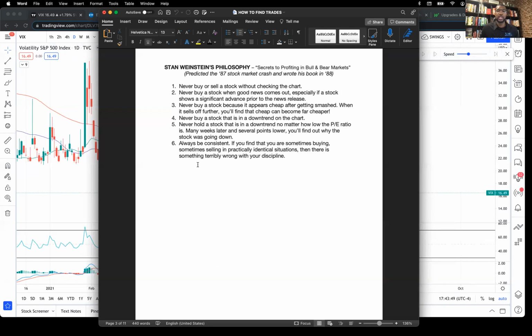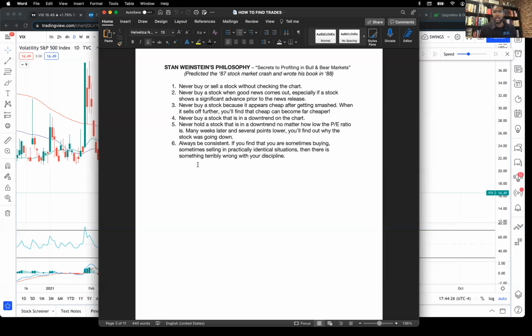Many weeks later, and several points lower, you'll find out why the stock was going down. So PE ratio is one of those things that we look at when we're talking about getting into a long-term position. Price to earnings ratio, basically the relationship between the price and the earnings of the actual company. This is the reason why earnings calls are very important. We need to see if the current price of the stock makes sense relative to the actual earnings of the company, right? And the correlation between the two. There is an equation that you have to look at, but you don't necessarily have to memorize the equation or anything. They actually do this for you.